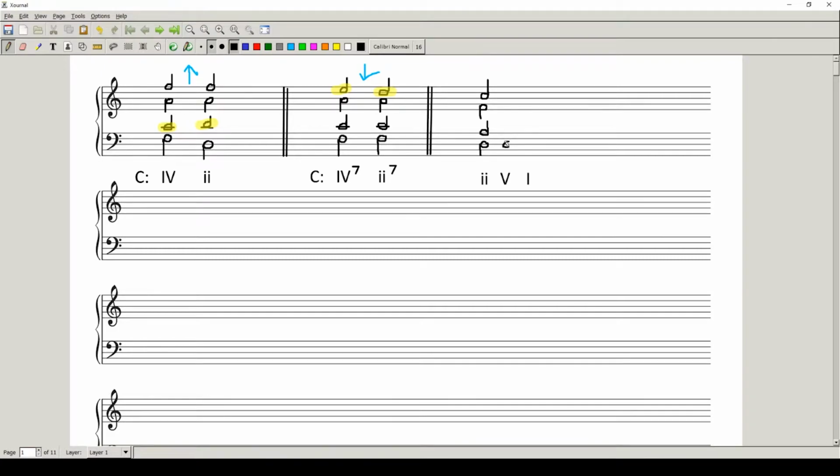D gets to stay the same. A can't stay the same, so it should move down. The closest thing that it can move down to is G. F can stay the same, and C cannot stay the same. It'll downshift to B.